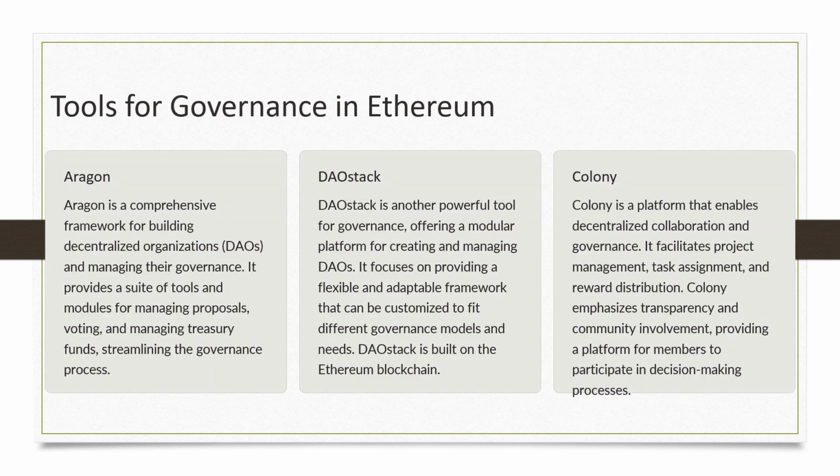There are several tools available for implementing governance in Ethereum. Aragon provides a comprehensive framework for building decentralized organizations, which are DAOs, and managing their governance. DAOstack offers a flexible and adaptive platform for creating and managing DAOs, while Colony focuses on decentralized collaboration and governance, emphasizing transparency and community involvement. Each of these tools provides unique features and functionalities, allowing developers to choose the one that best fits their governance needs.